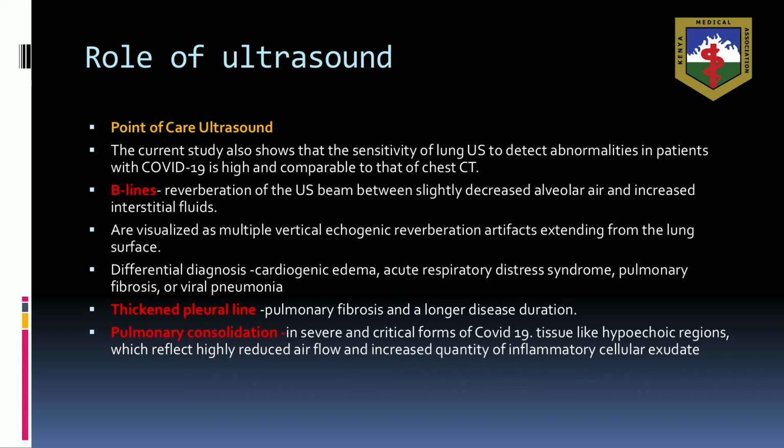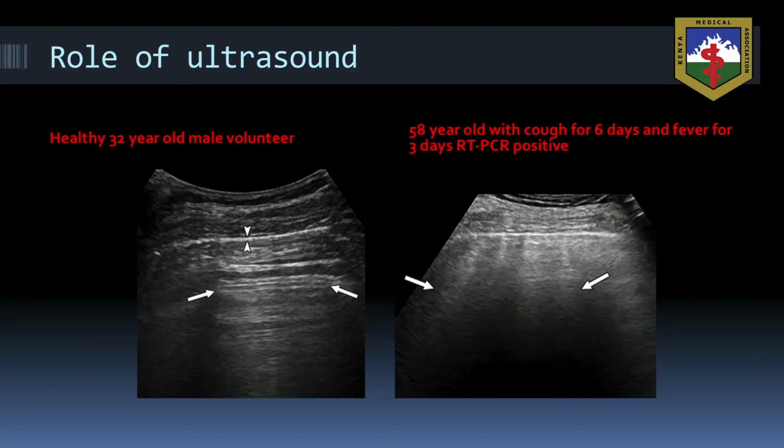It indicates a longer disease duration, meaning the longer you've had COVID, the more likely you'll have a thickened pleural line. The third thing is pulmonary consolidation, and this is seen in severe and critical forms of COVID-19, where you have tissue-like hypoechoic regions, as I have mentioned earlier, which reflect highly reduced airflow and increased quantity of inflammatory cellular exudates. So in this case, as you can see, there's a healthy 32-year-old, and on the left and on the right, you can actually see the reverberation artifacts that tell you that not everything is right, all right?